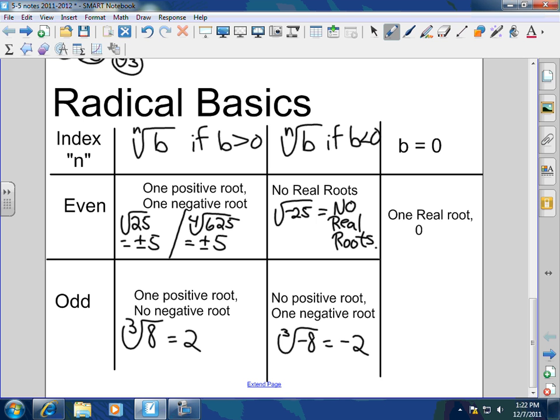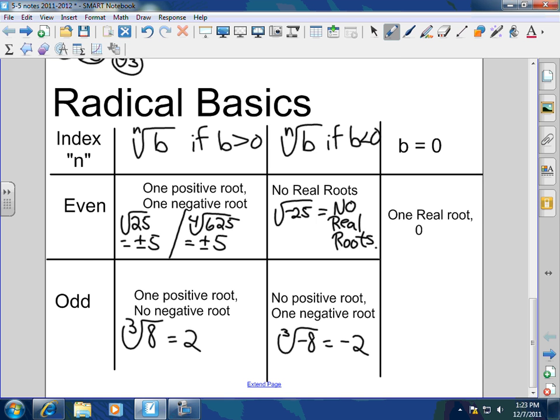And if your b is 0, whether it's an even root or an odd root, the answer will be 0. The square root of 0 is 0. The 10th root of 0 is 0. The third root of 0 is 0. Does that make sense, gentlemen? Yes, sir. Okay.